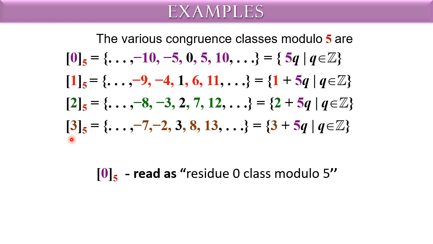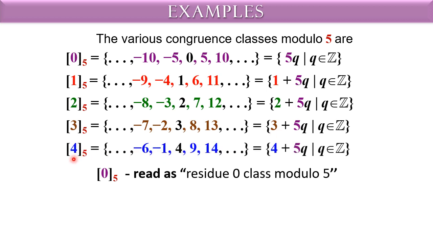Next, we have this residue 3 class modulo 5. Same goes here. These are the set of integers wherein if we are going to divide it by 5, it will leave a remainder of 3. To give some, we have -7, -2, 3, 8, 13, and many other numbers that will leave a remainder of 3 when divided by 5. Generally, if we are going to determine all of the numbers that will leave a remainder of 3 when divided by 5, we may use this formula: 3 plus 5q, where q is an element of integer.